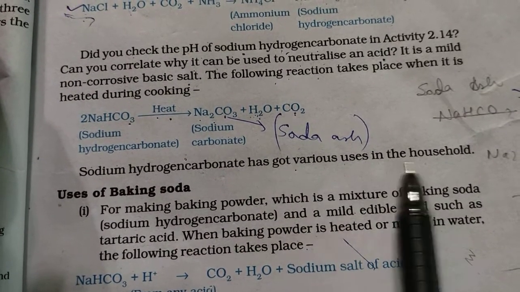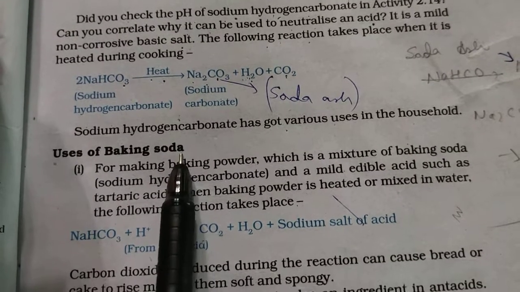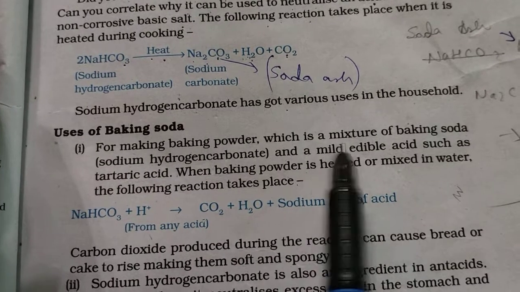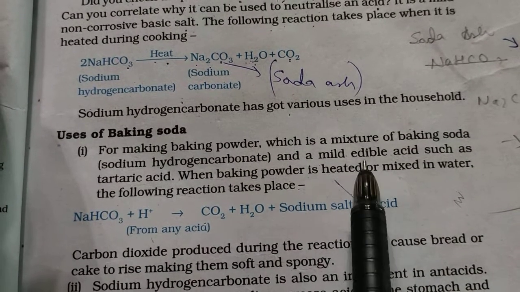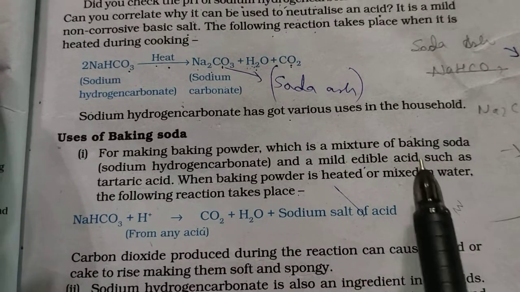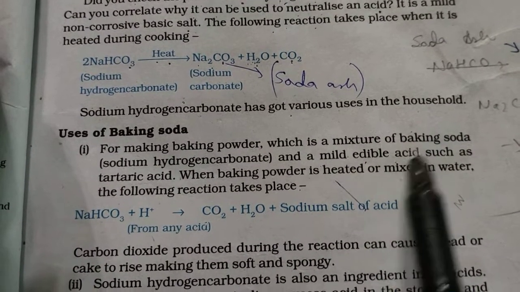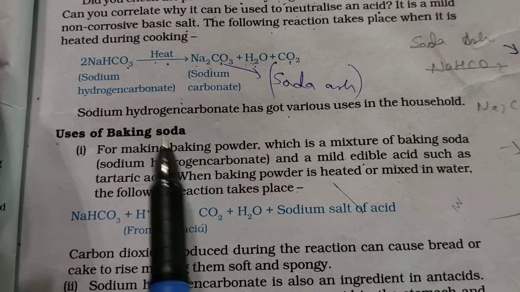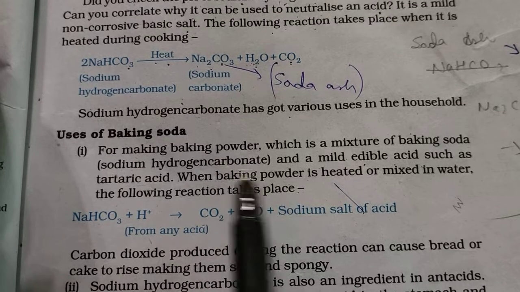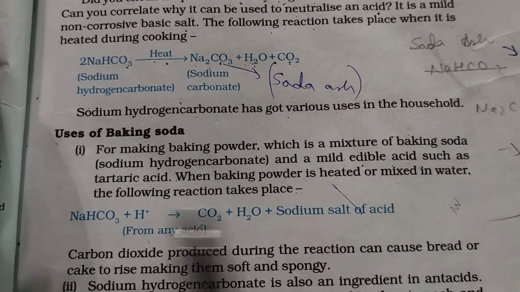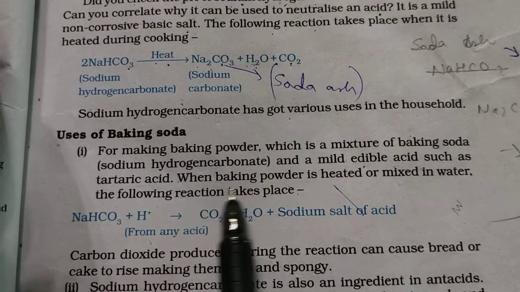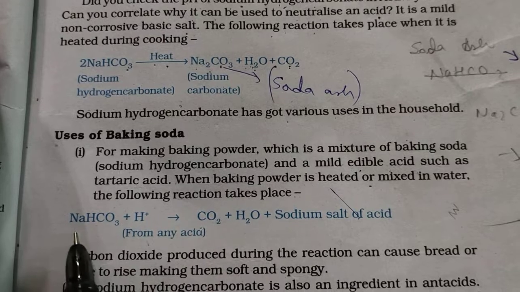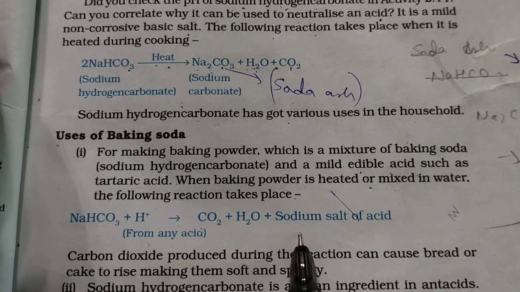Sodium hydrogen carbonate has various uses in the household. Baking soda is used for making baking powder, which is a mixture of baking soda and a mild edible acid such as tartaric acid. I have already mentioned that baking powder contains tartaric acid. When baking powder is heated or mixed in water, the following reaction takes place.